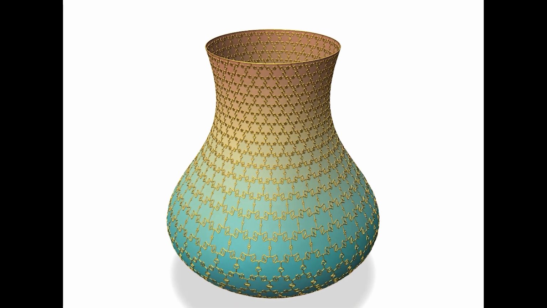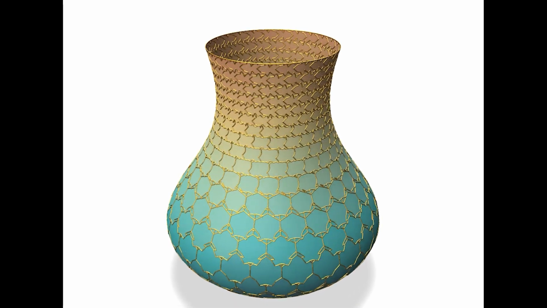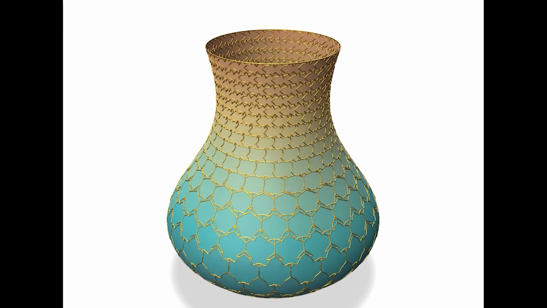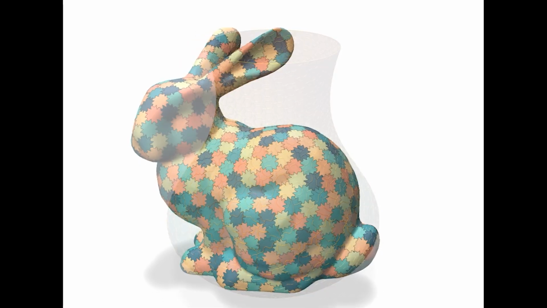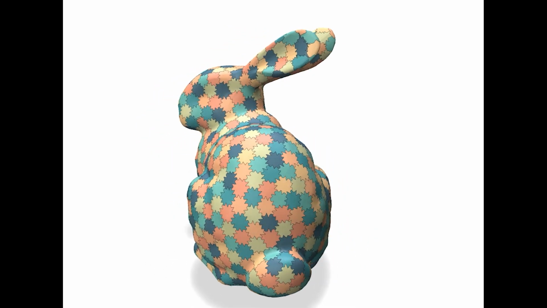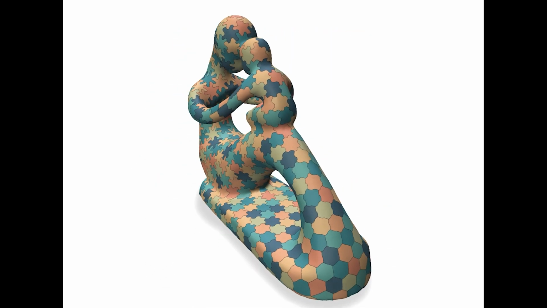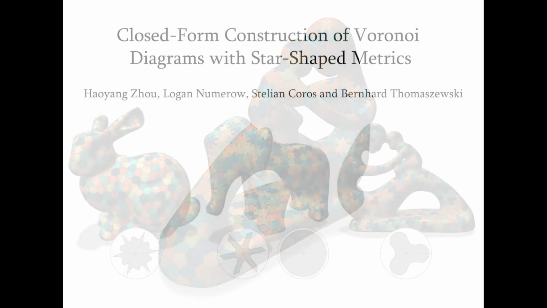We demonstrate our method on a diverse set of 3D surfaces, with results featuring smoothly graded patterns achieved by interpolating between distance measures. As can be seen from these examples, star-shaped metric Voronoi diagrams are a rich design space to be explored, and we provide the tools to do this.